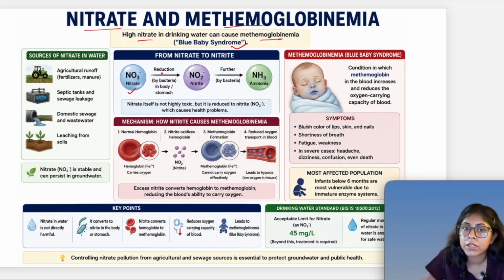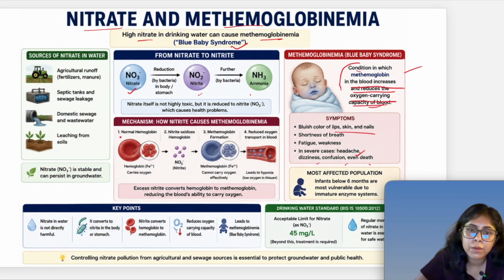Oxidation was happening, and nitrate will be reduced to nitrite and further to ammonia. This disease reduces the oxygen carrying capacity of the blood. If nitrate is present in the water, it will reduce the oxygen carrying capacity of blood. The symptoms are that the lips, skin, and nails turn bluish, and breathing problems occur in infants. There will be fatigue and weakness, and in severe cases headache, confusion, even death can occur.